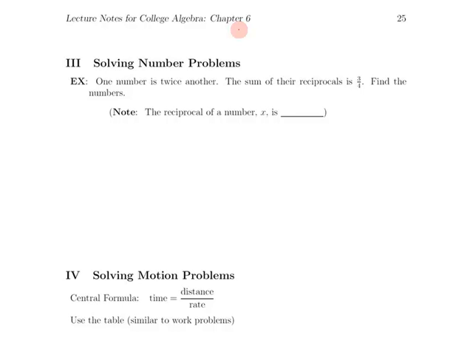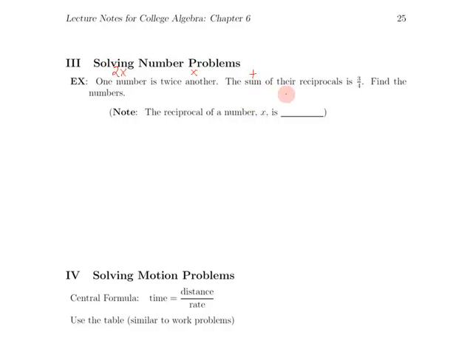For example, you see one number is twice another. That's where we understand that one number would be x. If this number is twice another, if that one's x, I should say it this way: if this one's x, then twice that number would be 2x, right?